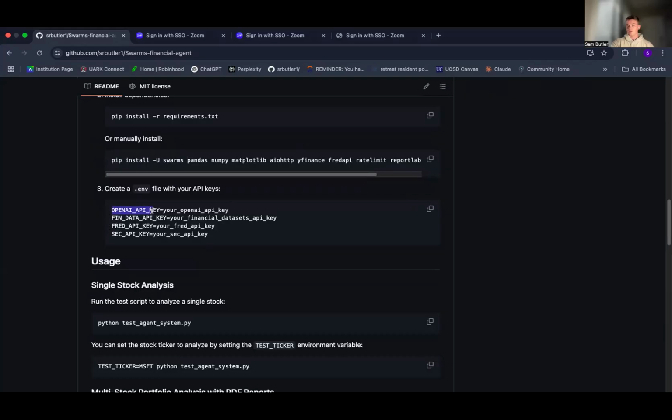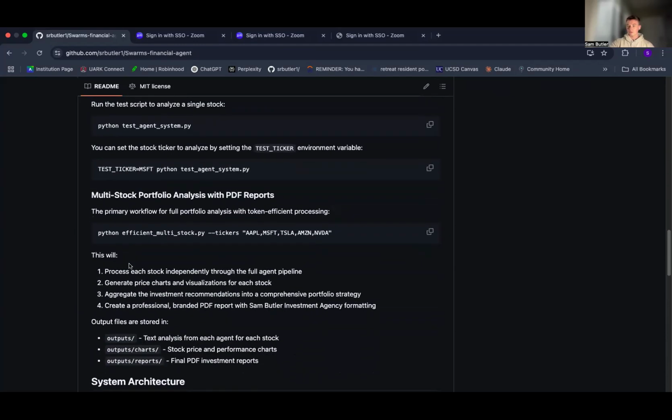So I use OpenAI. Originally, I was using 4.1, but ran into token limit issues. So I used the 4.1 mini, the FinData API key to get news and price data, all that sort of thing. FRED to get macro data. I just have an SEC API key in there.